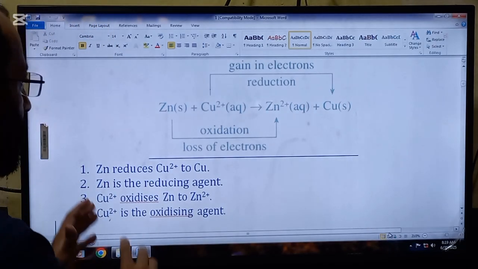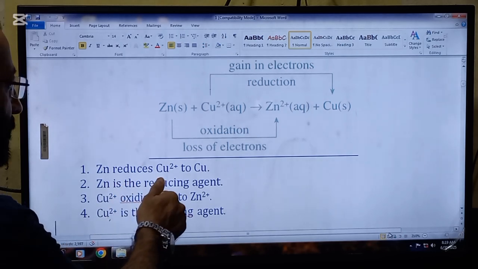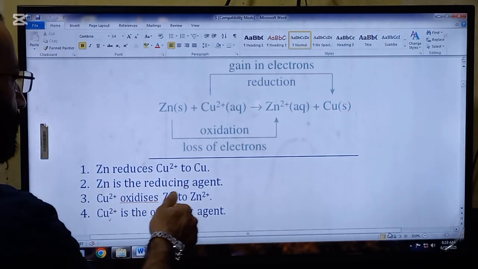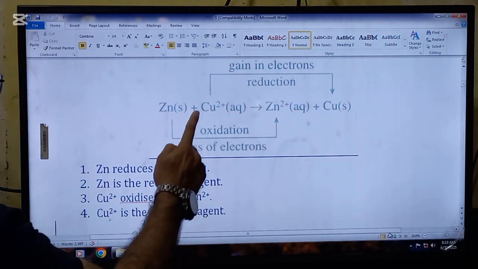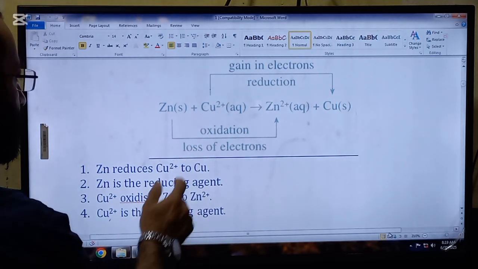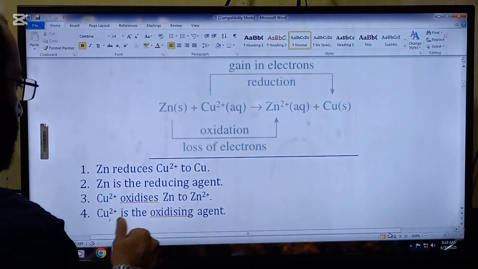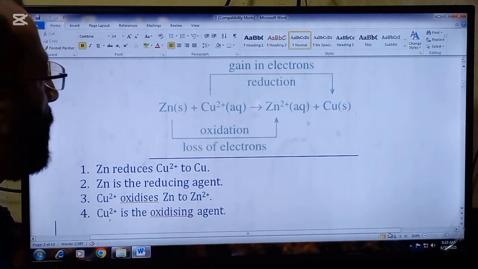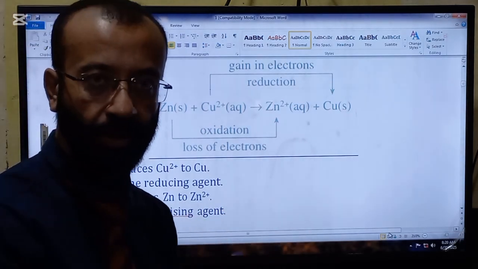Okay, now we are giving the details of this. Zn reduces Cu2+ to Cu. That's why this is called a reducing agent. Whereas Cu2+ oxidizes Zn to Zn2+. That's why this is an oxidizing agent. So this is an example of gain and loss of electrons.